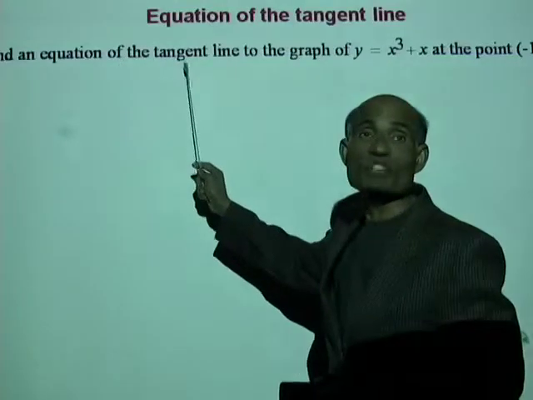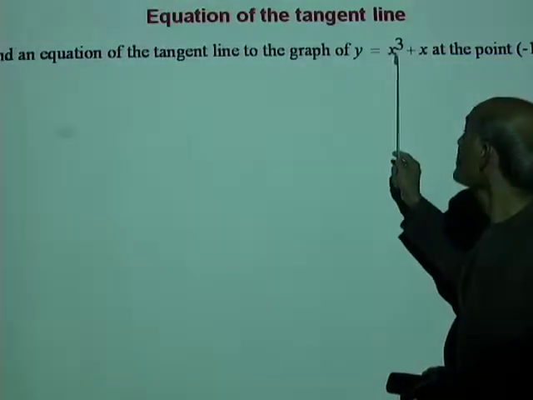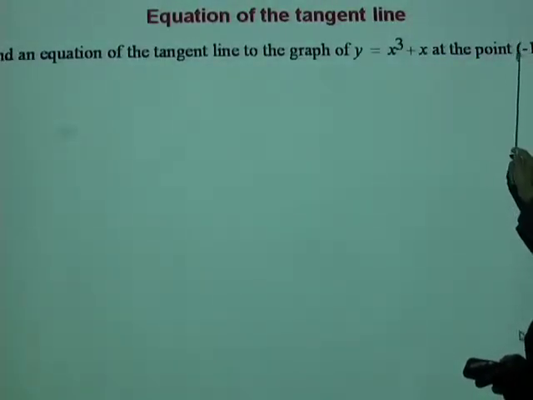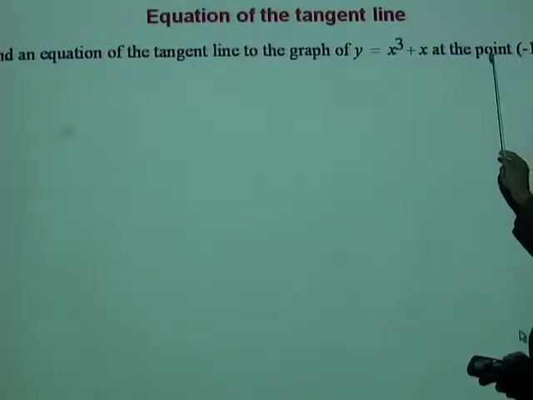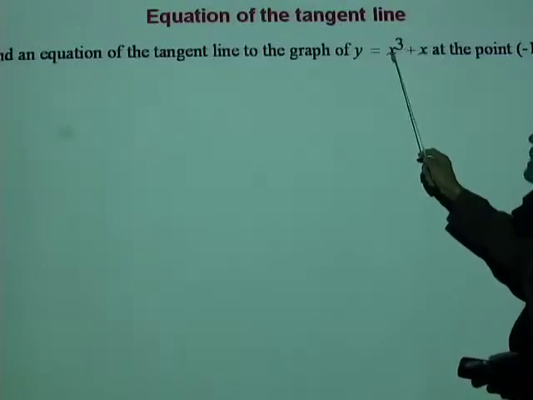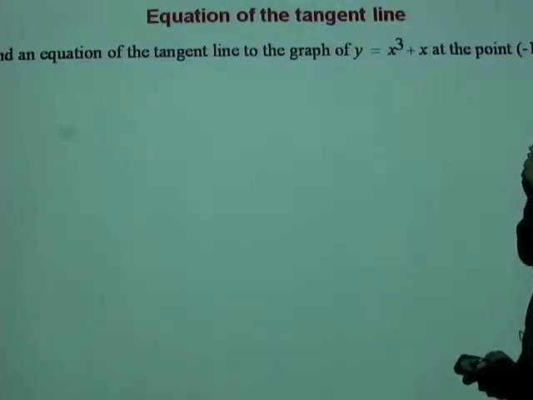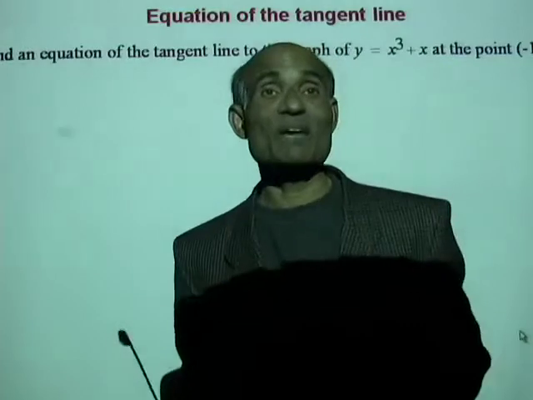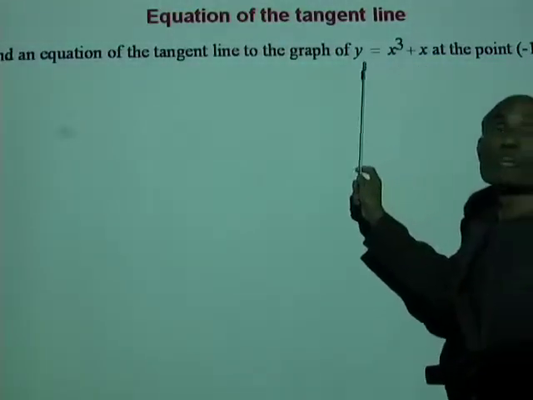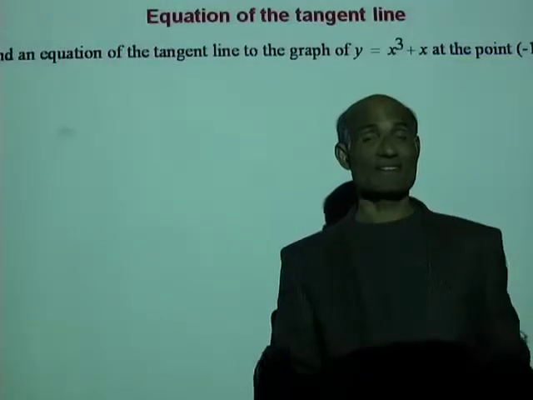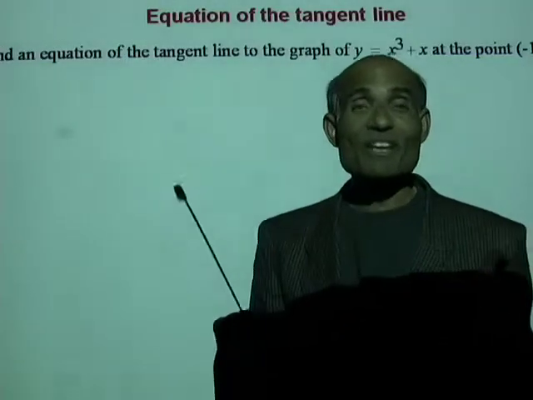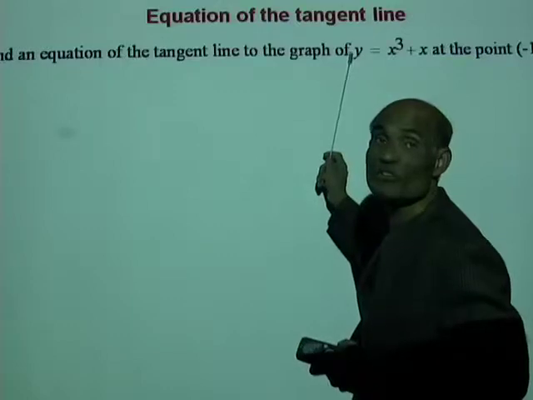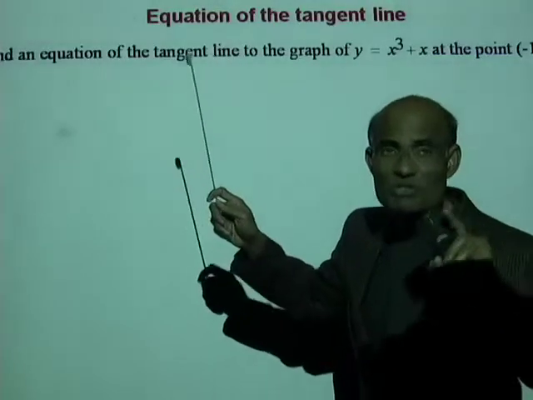Find the equation of the tangent line to the graph of y equal to x cubed plus x at the point negative 1, negative 2. If you cannot see this point on the screen, mark that point. We need to find the equation of the tangent line of this function at the point negative 1, negative 2. That means x1 equal to negative 1, y1 equal to negative 2. Well, we know the point, we need to find the slope of that tangent line. Now remember, the slope of a tangent line is the derivative of the function at that point.